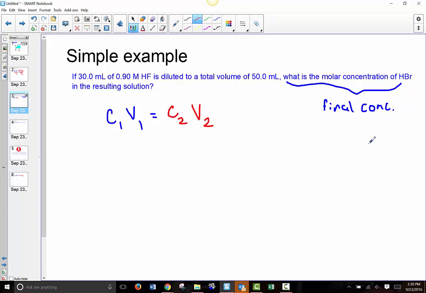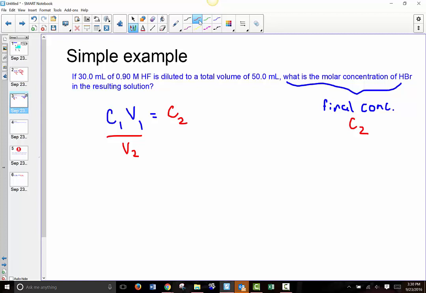Now the next step is identifying what I'm looking for, which is C2. It's the final concentration. And I'm going to rearrange this formula. Remember, we said we had to divide both sides by V2 if we want to get that C2 all by itself. So I'm going to go ahead and do that. So now I've got final concentration equals C1 V1 over V2. All right, I'm actually ready to go ahead and plug this in.